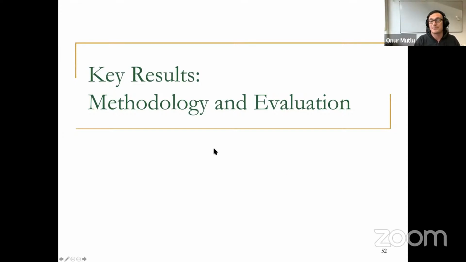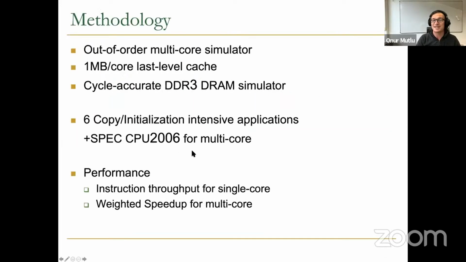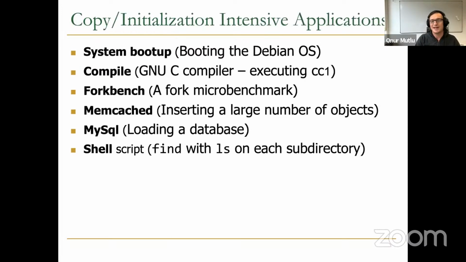So I've given you some results of the paper, but there's more application level results in the paper as well. The previous results were at the copy granularity and initialization granularity. Now let's take a look at the methodology and evaluation of the paper and provide the key application level results. To study application level benefits, the paper uses an out-of-order multi-core simulator, and you can see the parameters. I'm not going to go through the details of it. It uses 6 copy and initialization intensive applications and SPEC CPU 2006 for multi-core, and it evaluates performance using multiple metrics, instruction throughput, as well as weighted speedup. I'm not going to go into the details of it. This is basically standard methodology in evaluating multi-core speedup and also single core speedup.